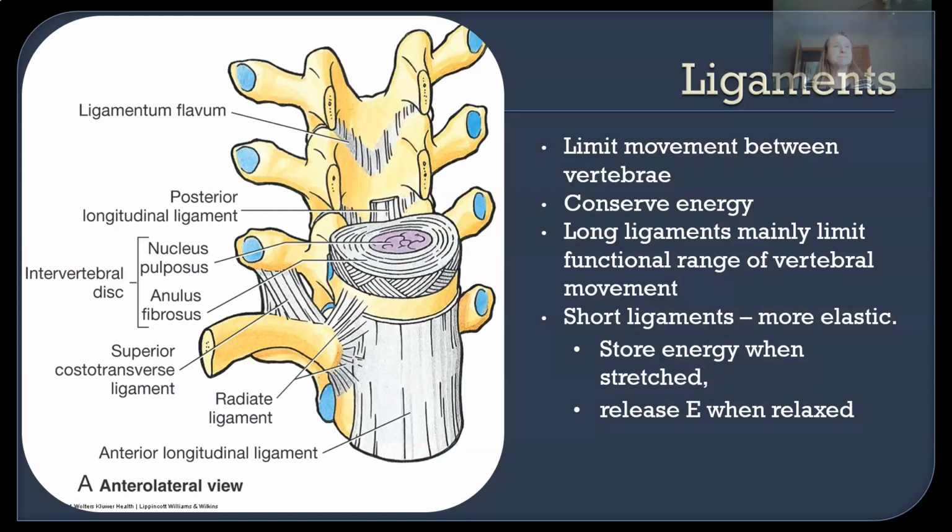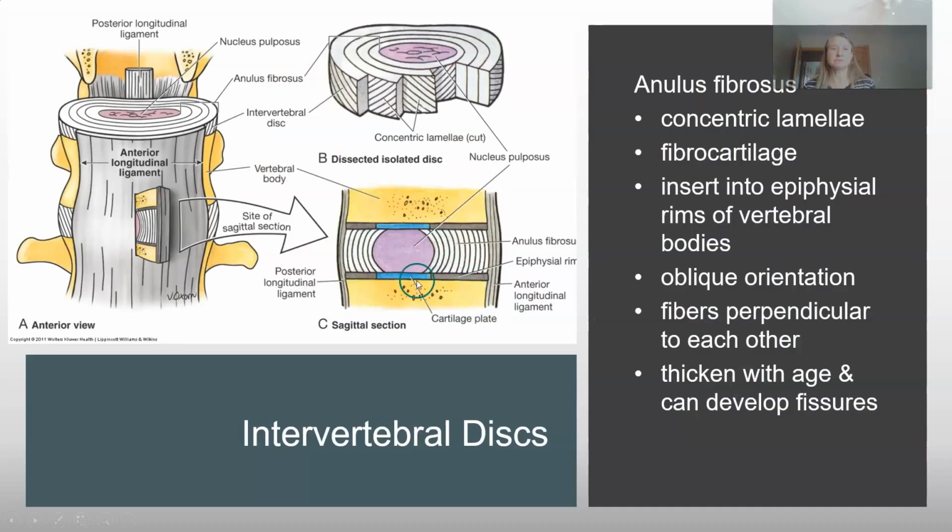Another thing I really want to note is notice how our nucleus pulposus, the center, is posterior. It's not centered in these vertebrae, okay? So usually if we get a herniated disc, because this is more posterior, usually that herniated disc goes posteriorly.